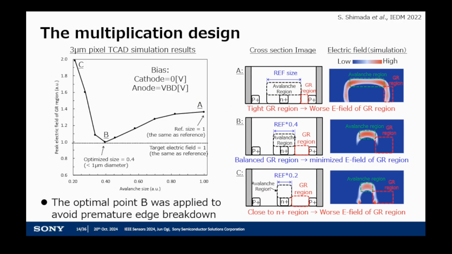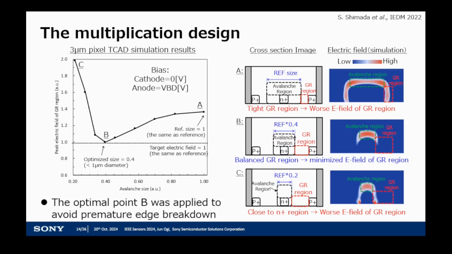However, it should be noted that the smallest avalanche region and the widest gathering width are not the best for edge breakdown suppression. He has confirmed that the optimal point B, which is a 40% reduction of avalanche region size, is the best to reduce the peak electric field in the 3 micrometer pixel.